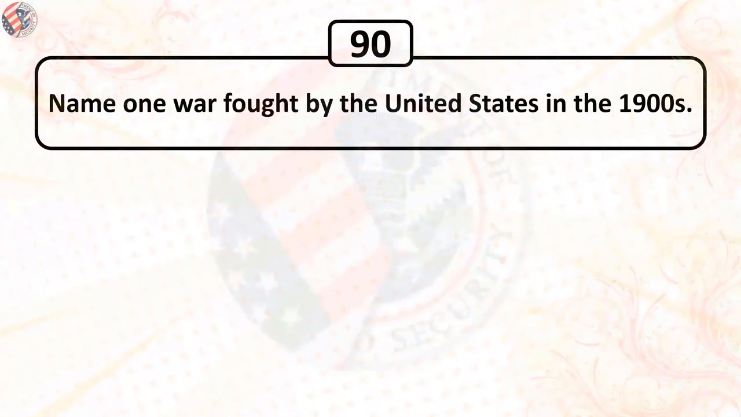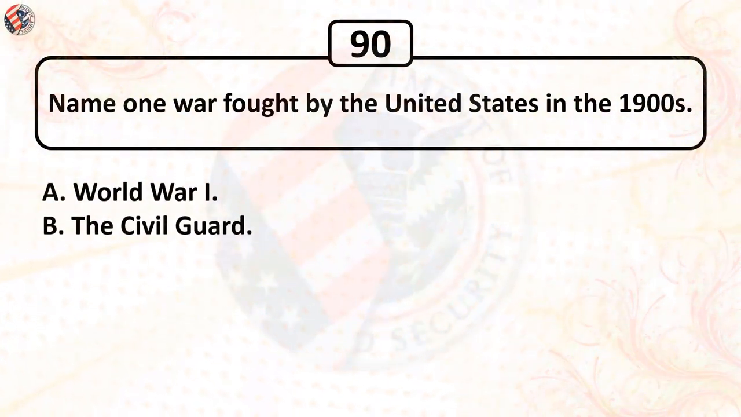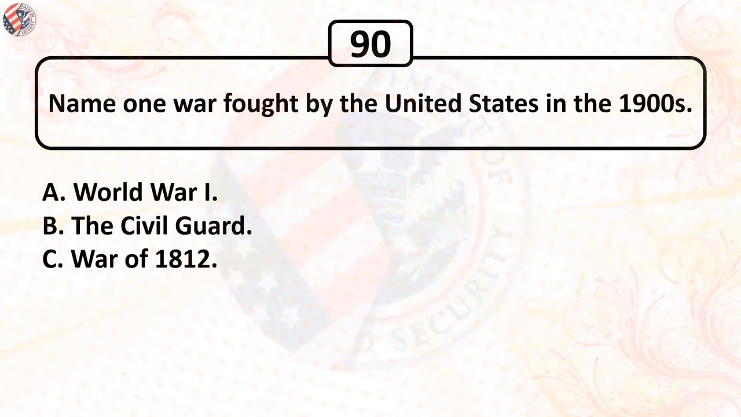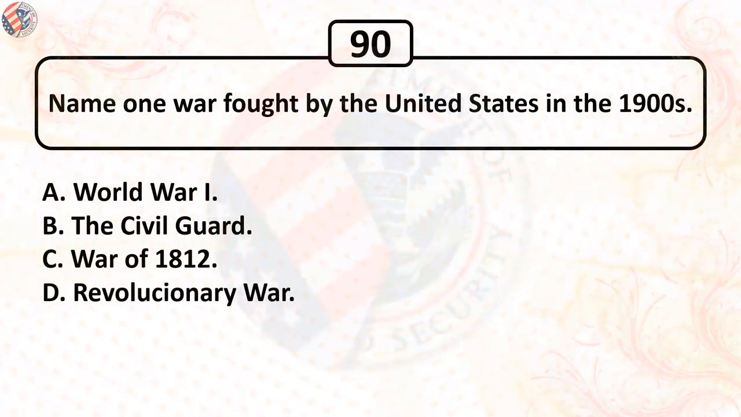Name one war fought by the United States in the 1900s. A. World War I. B. The Civil Guard. C. War of 1812. D. Revolutionary War.